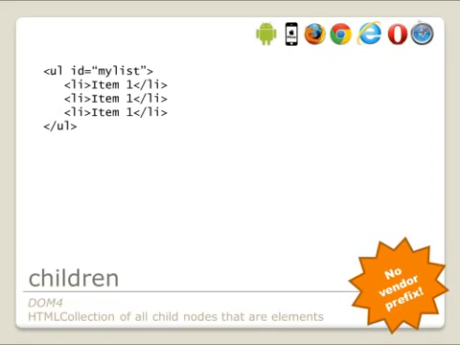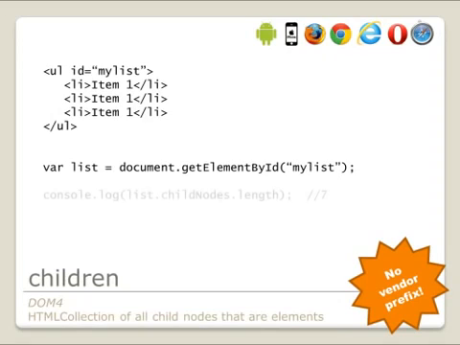The first new DOM extension to help with this problem is called Children. It's a property on all DOM elements, and it's part of DOM4. Children is an HTML collection of all child nodes that are elements, so it eliminates text nodes from the equation completely. It's well supported across browsers, and you don't need a vendor prefix to use it. So you can get a reference to the UL element as you would normally.